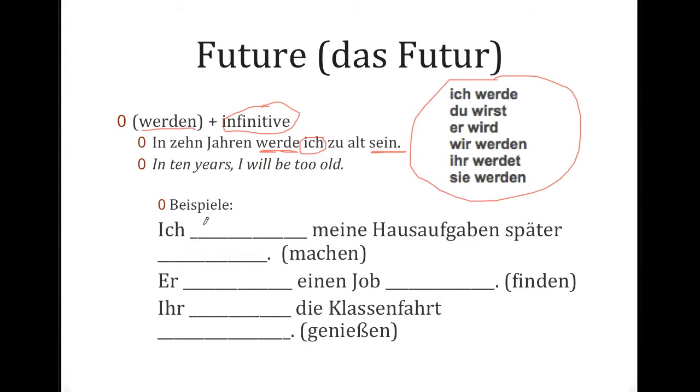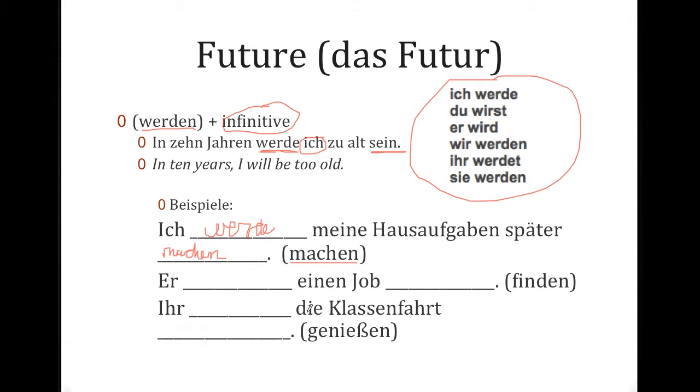So I have a few examples. So the verb in this sentence is machen. And so ich blank meine Hausaufgaben später machen. And I want to conjugate it so that it says, I will do my homework later. So we're going to first conjugate the infinitive of werden for ich. So in this case it's werde. And then at the end you have the infinitive of the verb, which is just machen.